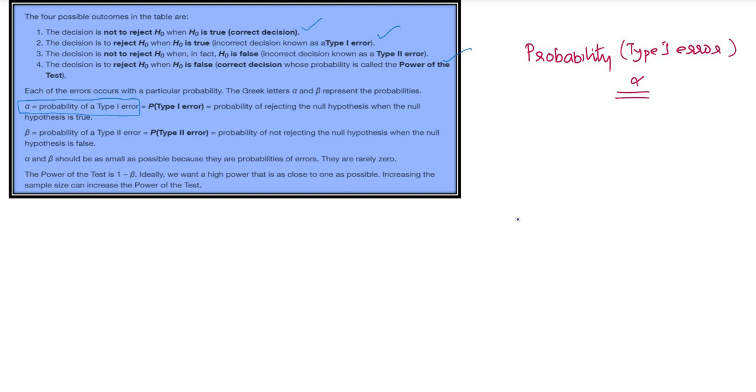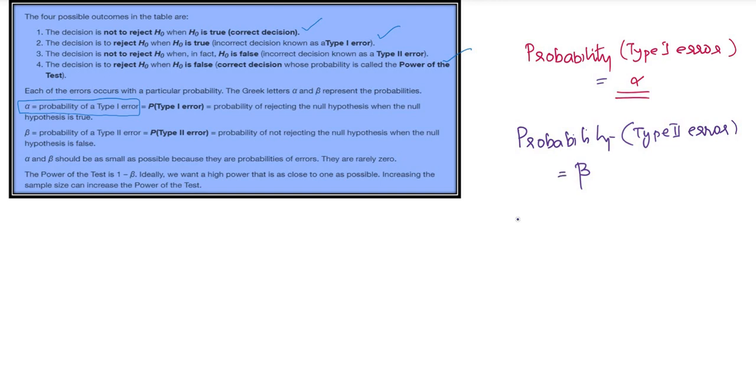Similarly, type 2 error means the probability of failing to reject when it is false. That is called the probability of type 2 error, and it is denoted by beta. So the probability of type 1 error is alpha, and the probability of type 2 error is beta.